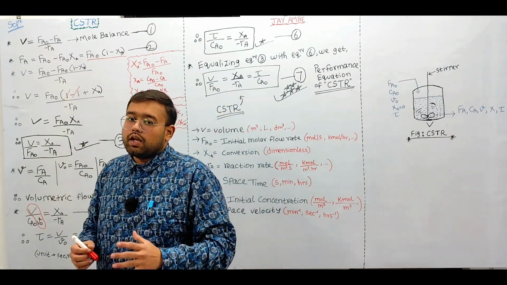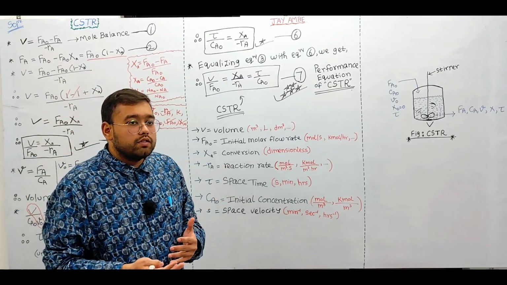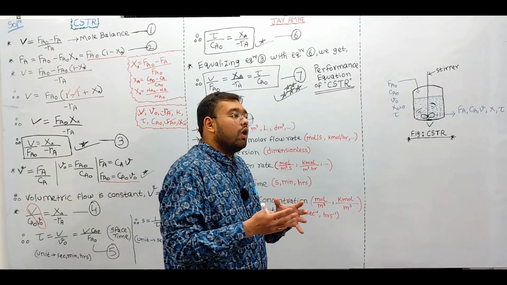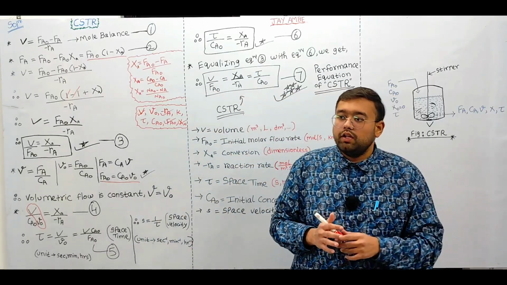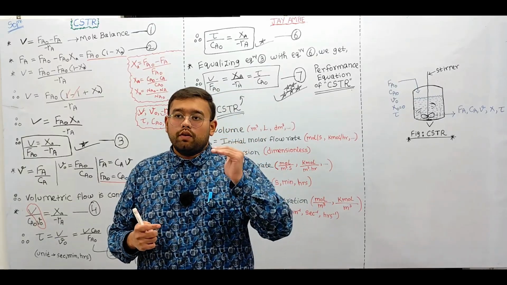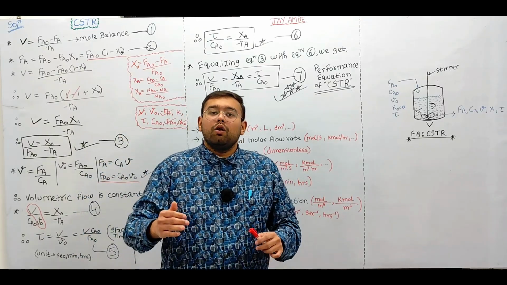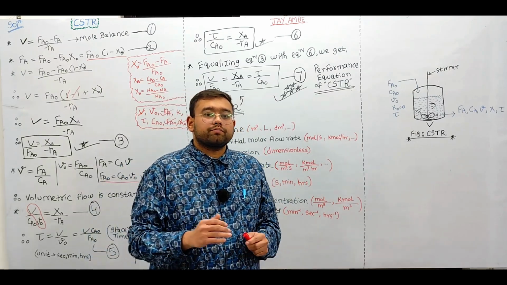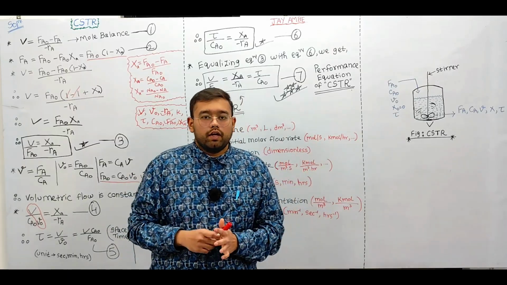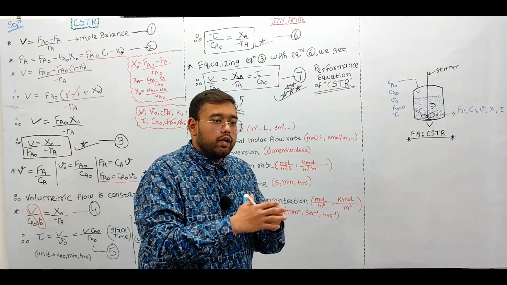So for example, if we have higher rates of reaction, the volume of the reactor required will be very small, and the concentration of reactant will decrease very fast. If you have higher rates of reaction, the concentration will decrease very fast, due to which we will require a smaller volume of the reactor. If you have lower rates of reaction, the concentration of the reactants will decrease very slowly, due to which we will require a very large volume of reactor, in order to achieve the desired conversion.